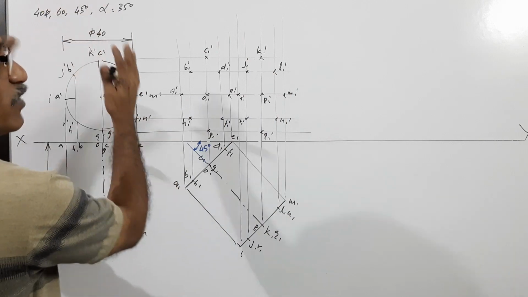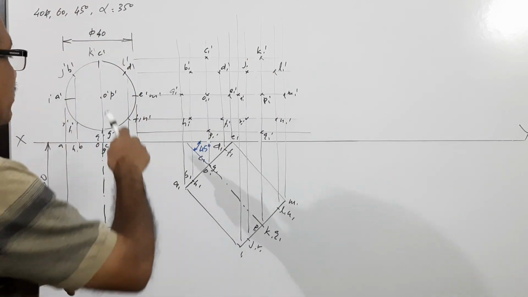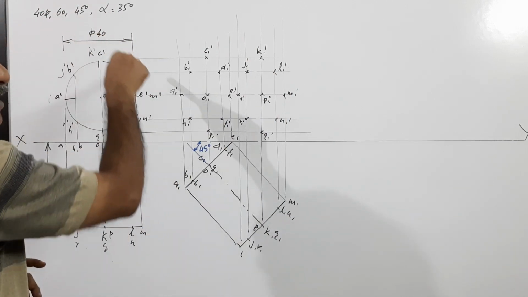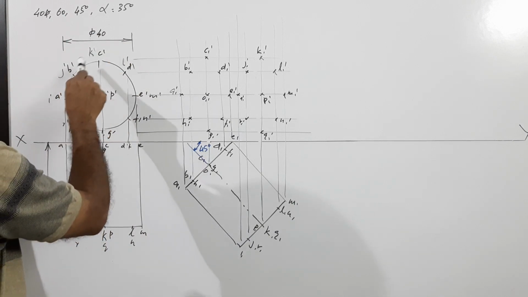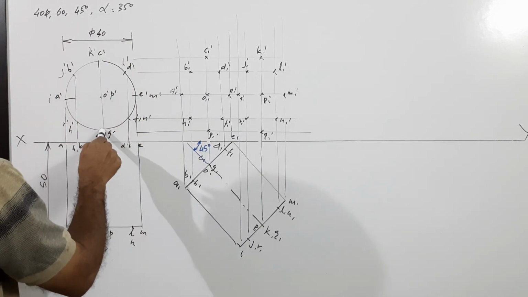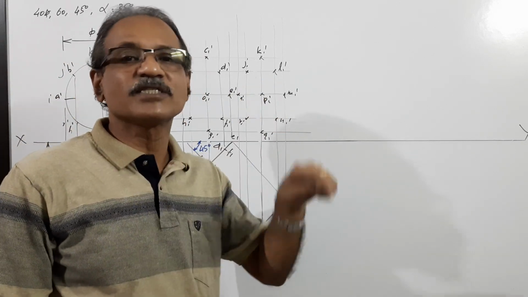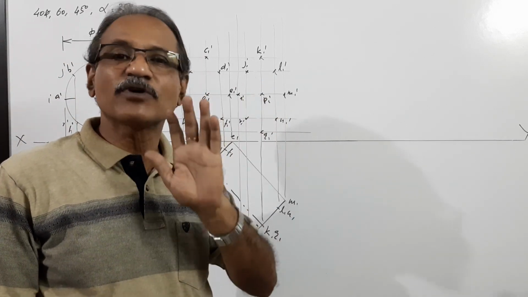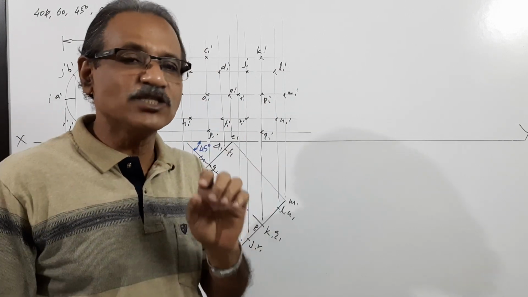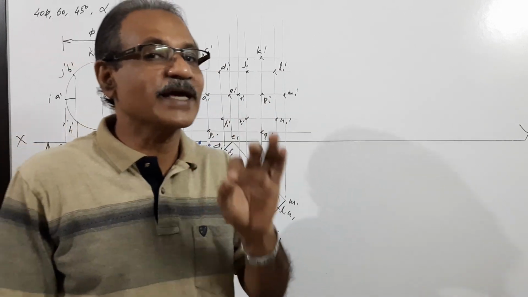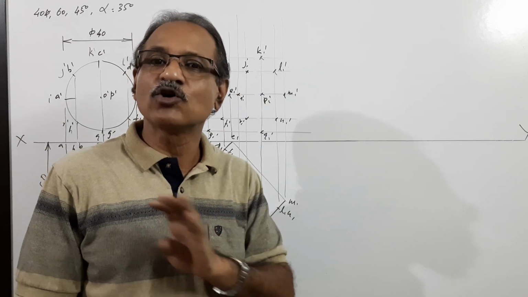Keep the cylinder on VP on its base. What's the elevation? Elevation is a circle. I draw a circle 40 mm diameter. A dash, B dash, C dash, D dash, E dash, F dash, G dash, H dash. I have taken 8 points on the circumference of the circle for convenience. Actually, when you draw with instruments, you must take 12 points to get a perfect shape. I have been telling it in all my videos.